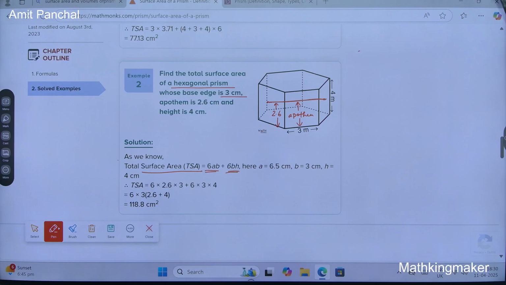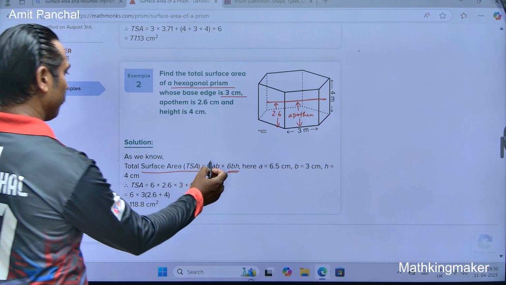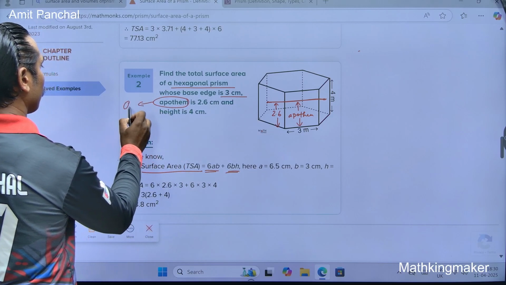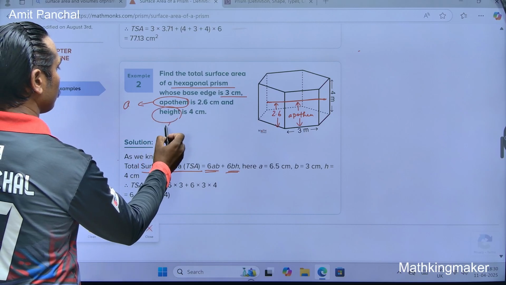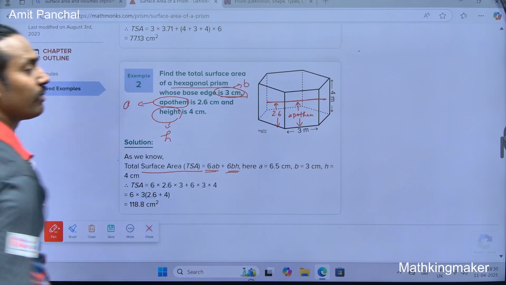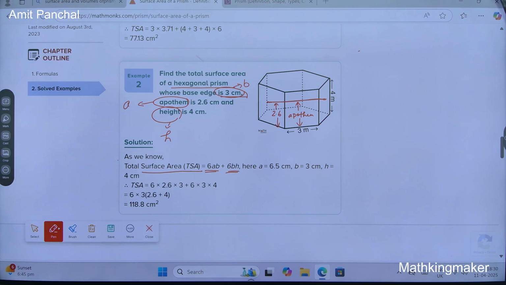Sir, what is A, B and H? A is apothem. This is A. This is H. And base is B. Okay, sir. So just write down another formula.